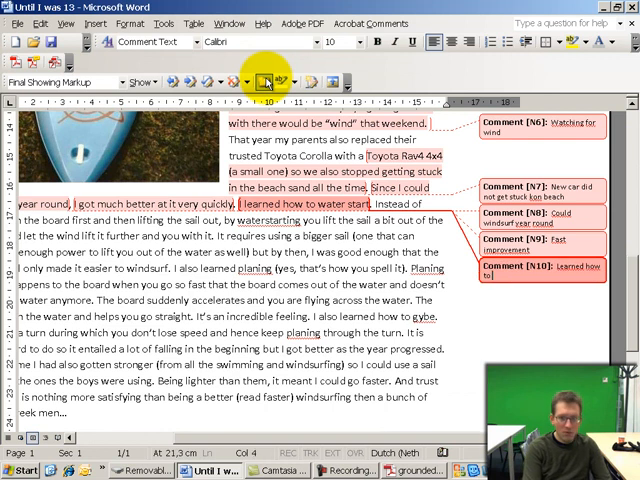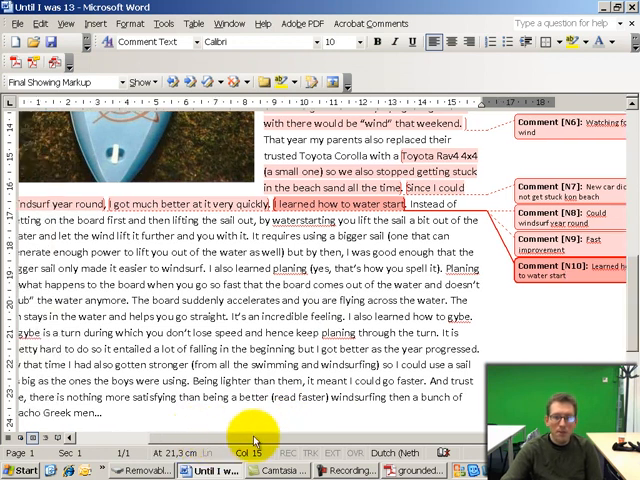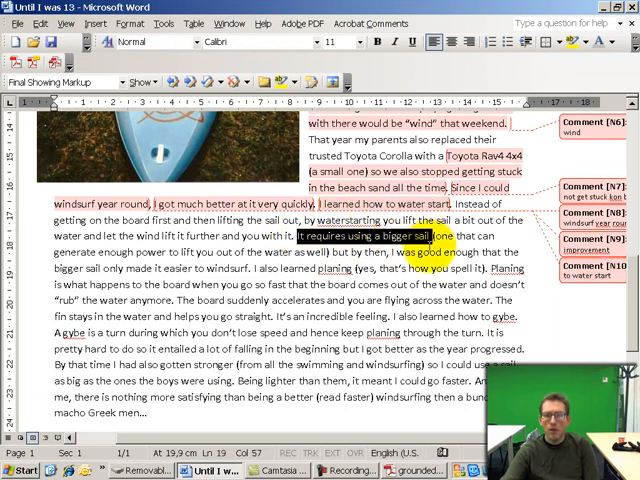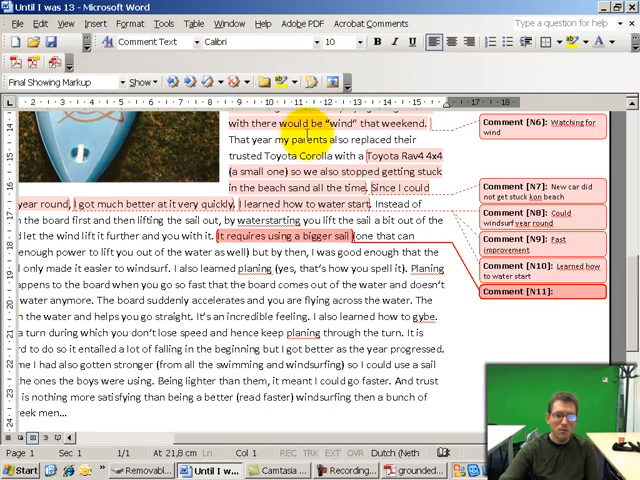Learned how to water start. Then she's describing water starting. That doesn't really tell us how she got more into it, so we're just gonna skip that. Requires using a bigger sail. I don't know if this means she got a bigger sail, but maybe we can make a tentative note about that, like got a bigger sail, maybe.